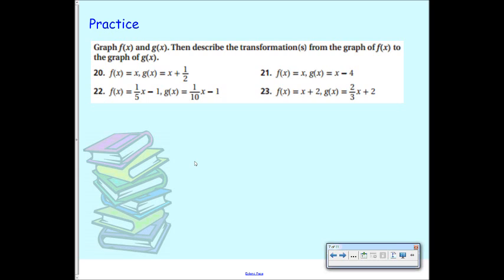Okay, so let's take a look at 23, because that seemed to be the one that people had the most issue with. So again, it's a translation if what changes? If the y-intercept changes. All right, it's a rotation if what? If the slope changes.